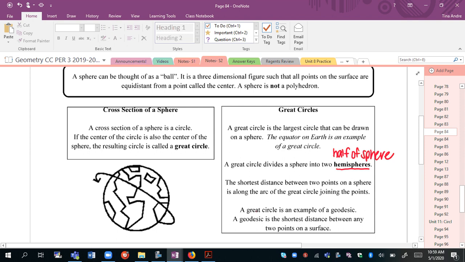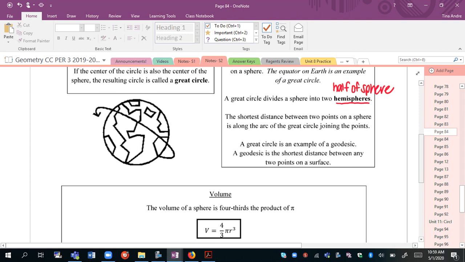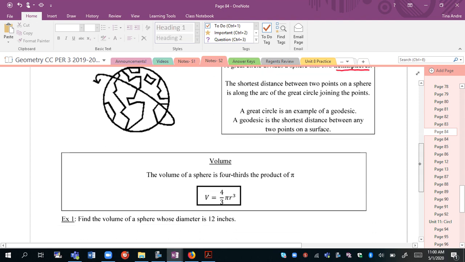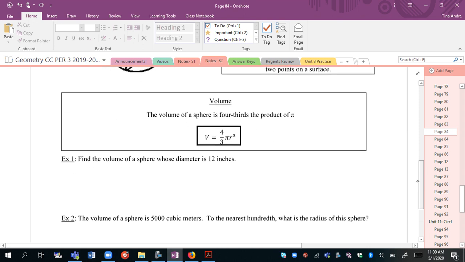And just some other things here. The shortest distance between two points on a sphere is along the arc of the great circle joining the points. A great circle is an example of a geodesic. It's the shortest distance between any two points on a surface. That's just going a little bit above and beyond, but let's go into volume.